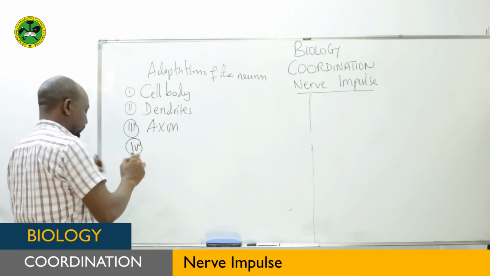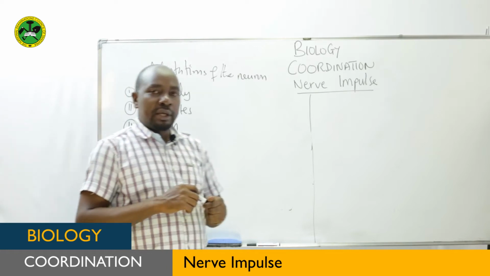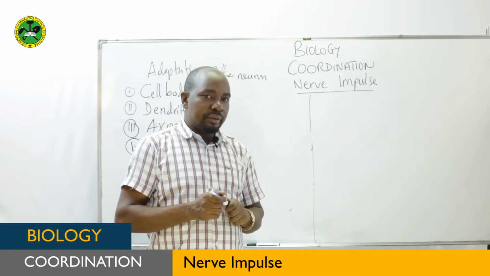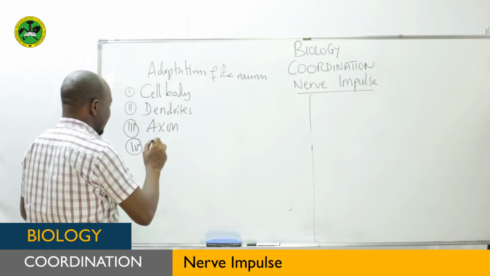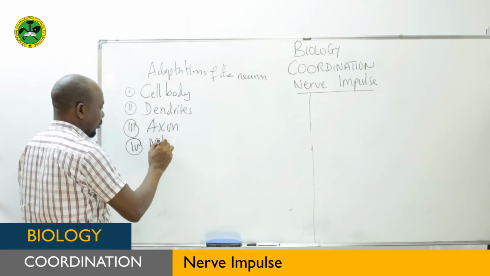Another adaptation: the neuron's cell body contains a large number of mitochondria.